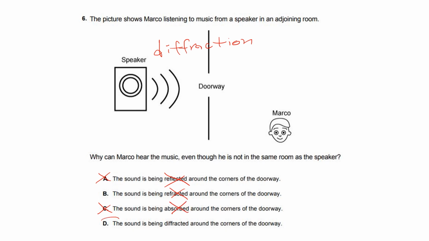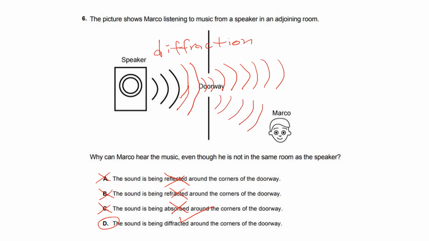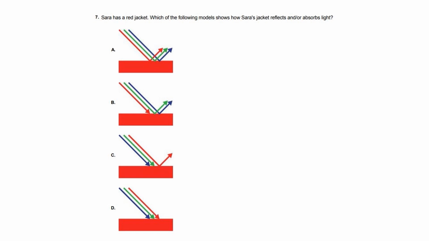Look at D. The sound is being diffracted around the corners of the doorway. So let's look at this. As it enters and goes through that doorway, look at how these sound waves begin to travel and begin to bend. And that's what causes Marco to be able to hear these waves through the wave property of diffraction, wave behavior diffraction.